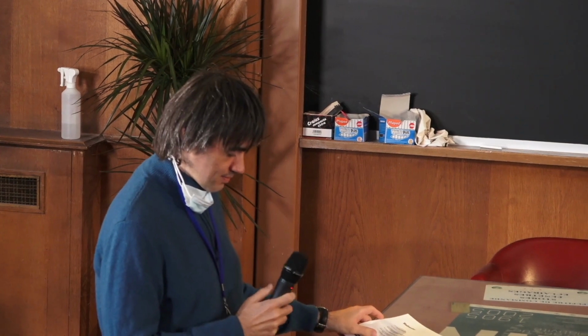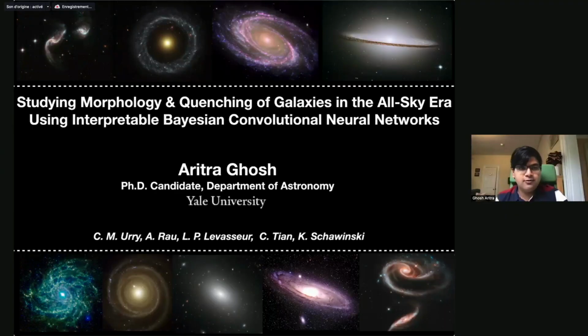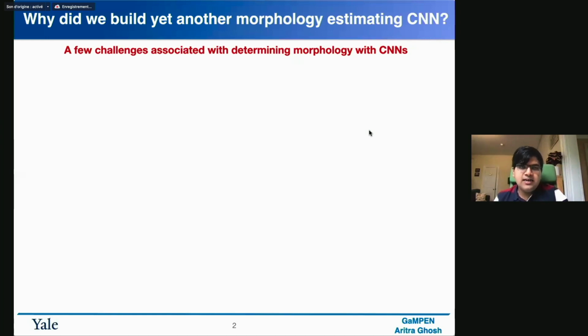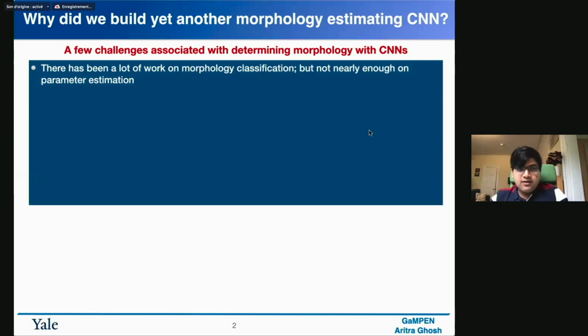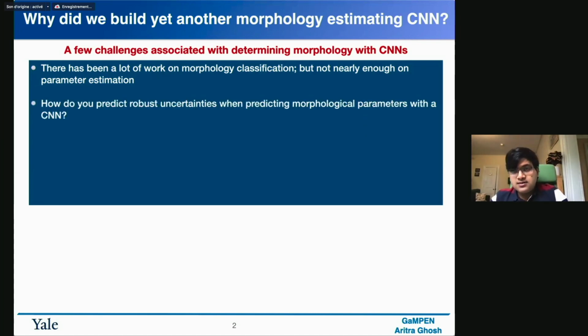Thank you. Hello, everyone. I am Aritra Ghosh, and today I will be talking to you about studying the morphology and quenching of galaxies using Bayesian CNNs. Now, as all of you are aware, we have been studying morphology using CNNs for quite a while now, but there have been a few challenges associated with the process which have remained. The first one being that there has been a lot of work on morphology classification, but not nearly enough on parameter estimation. And with that comes the challenge of estimating reliable uncertainties when you predict morphological parameters.